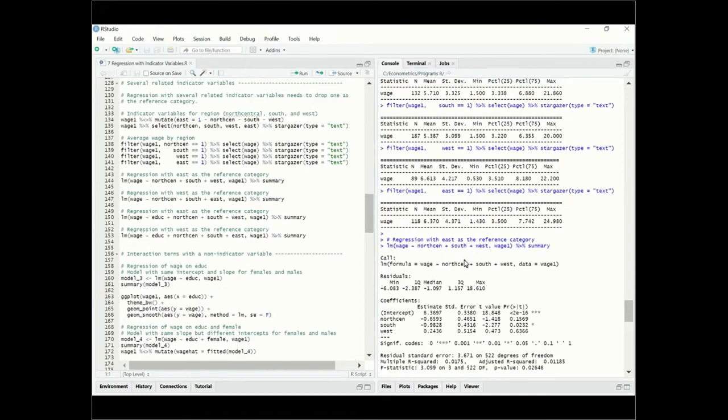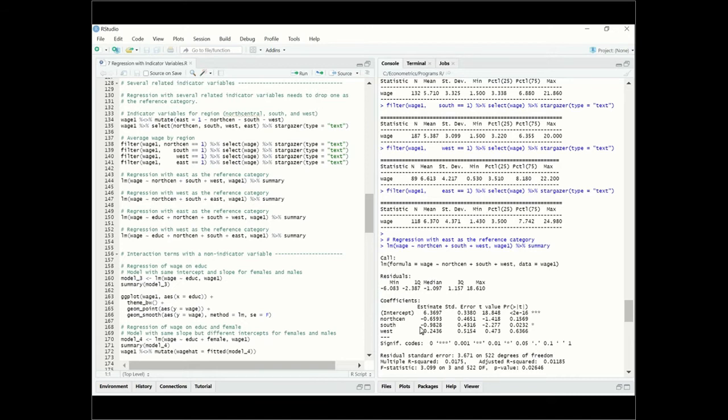That's not included in the model. You see, it's not in here in the model. Therefore, that's what we compare the West to. So West has 24 cents higher wages than the East. And again, look at it here. West has 24 cents higher wages than the East.